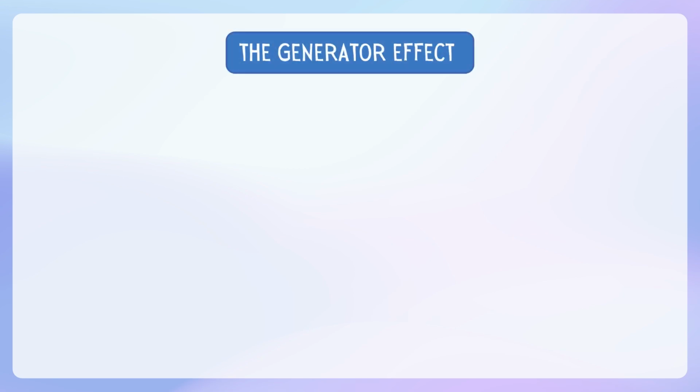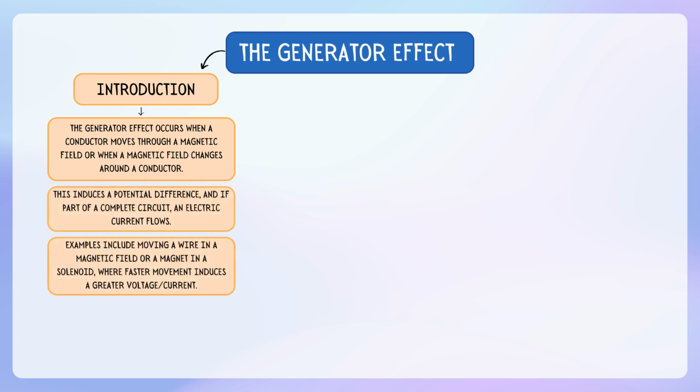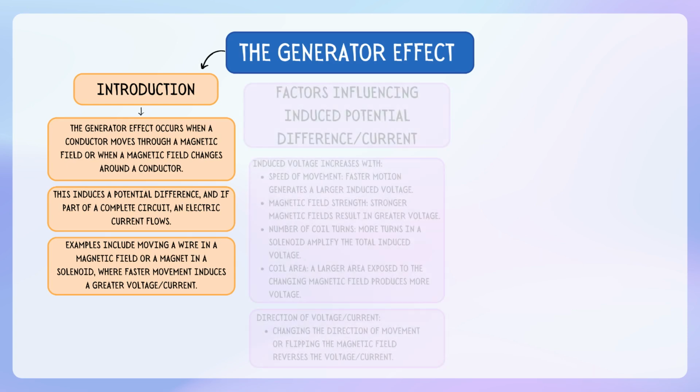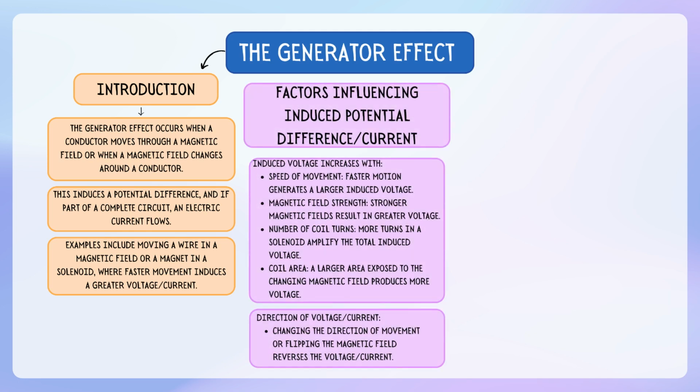In today's lesson, we delved into the generator effect, exploring how moving a conductor through a magnetic field or changing the magnetic field around a conductor can induce a potential difference, leading to an electric current if part of a complete circuit. We also discussed how the induced current generates a magnetic field that opposes the change in the original magnetic field, before reviewing the factors which influence the direction and size of the induced current and voltage.